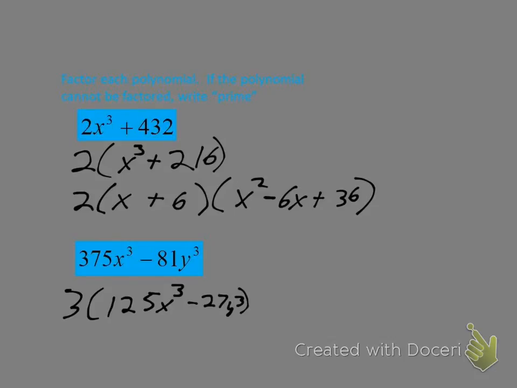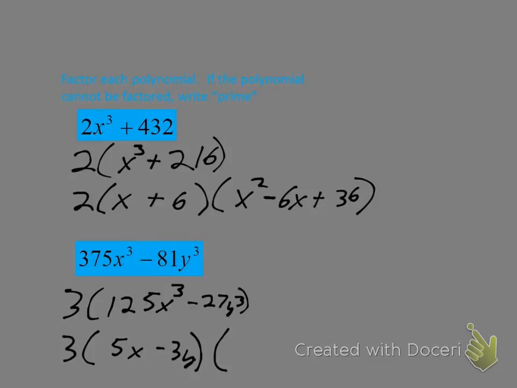That last one's got a few more terms attached to it, but if it changes your problem none, you still go and work it through. So 3, parentheses. What's being cubed here? 5x. Next sign is minus. What's being cubed here? 3y. Now, 5x becomes your A, 3y becomes your B.